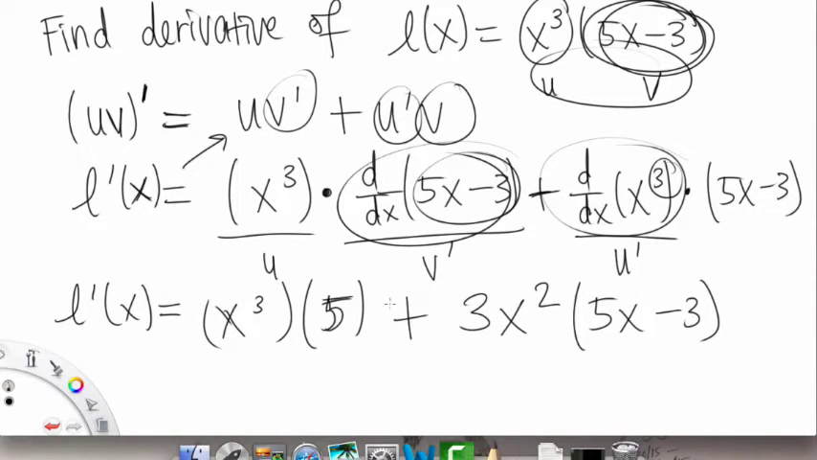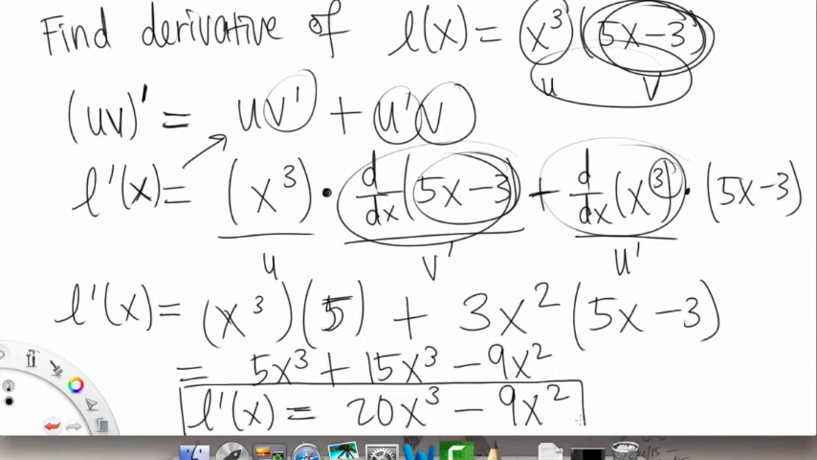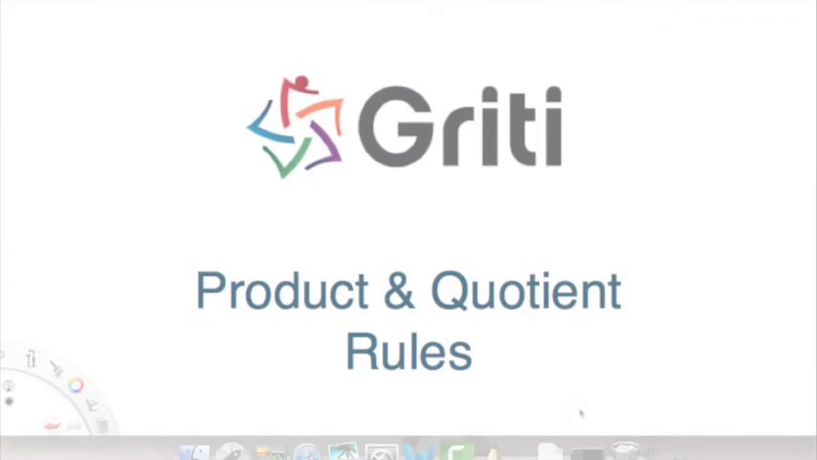Now that we have this, we can simplify the rest of the way. We have 5x to the third plus 15x to the third minus 9x squared. Now let's combine those last two terms, and we get that our final L prime of x, the first derivative of our given L of x function, is going to be 20x to the third minus 9x squared. So that is it. That's how we use the product rule.